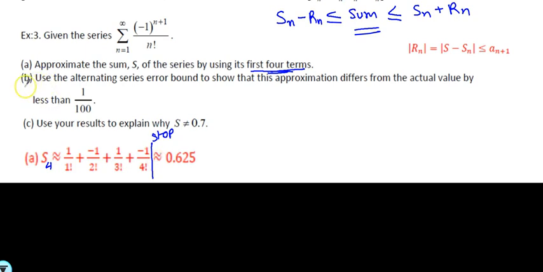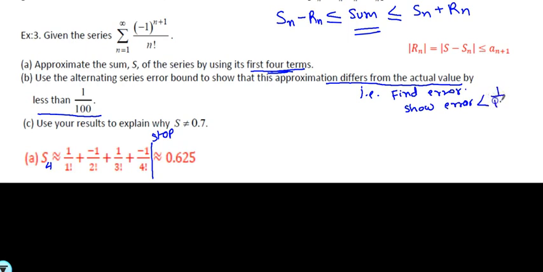Okay, so let's read part B. Use the alternating series error bound to show that this approximation differs from the actual value by less than 1/100. What this means is find the error and show that the error is less than 1/100. So understanding is more important. Differ means difference. The difference between the actual value and the sum is, of course, the error. All you have to show is that it's less than 1/100.